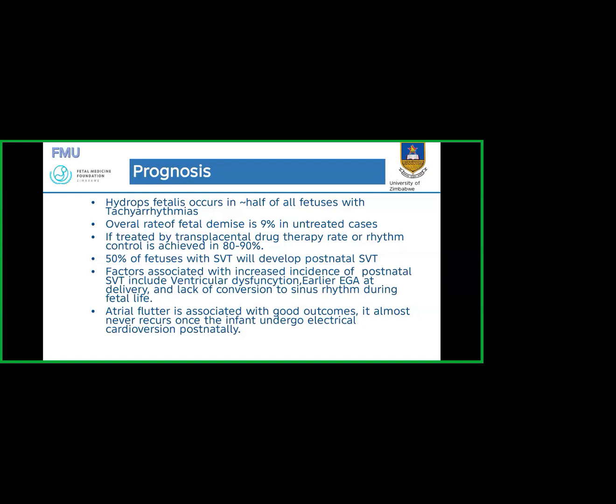Factors associated with increased incidence of postnatal supraventricular tachycardia include ventricular dysfunction, earlier estimated gestational age at delivery, and lack of conversion to sinus rhythm. So this highlights the importance of in utero treatment, which can actually prolong the pregnancy and also reduce the risk of developing postnatal supraventricular tachycardia. Atrial flutter is associated with good outcomes. It almost never recurs once the infant undergoes electrical cardioversion postnatally.